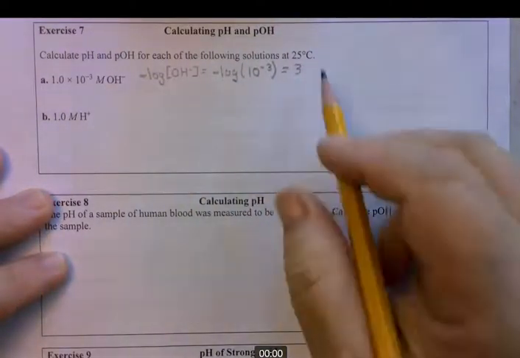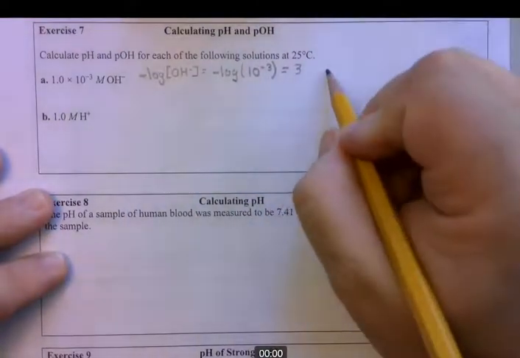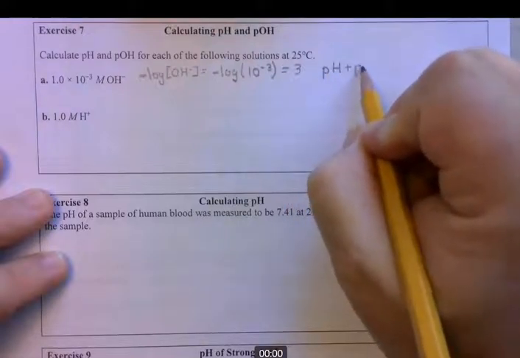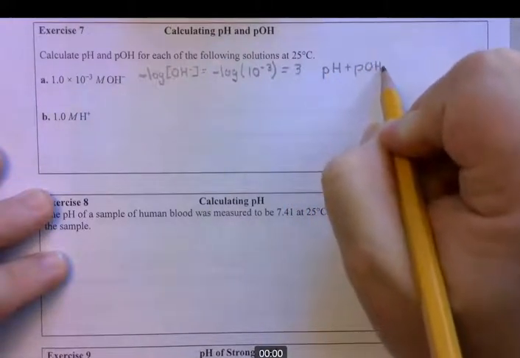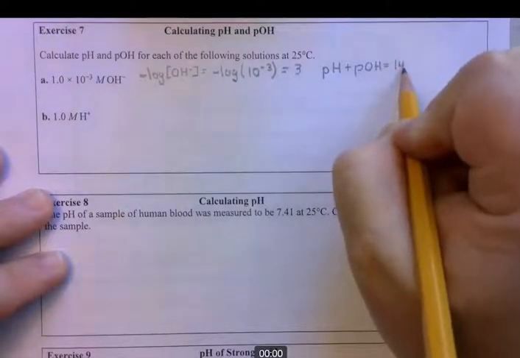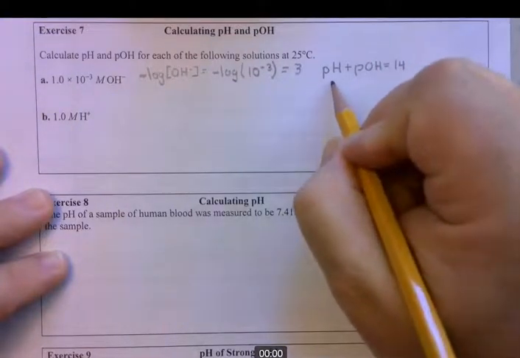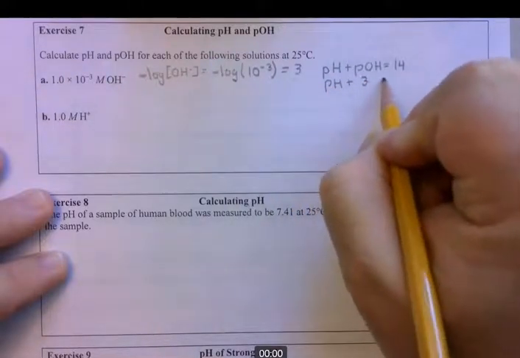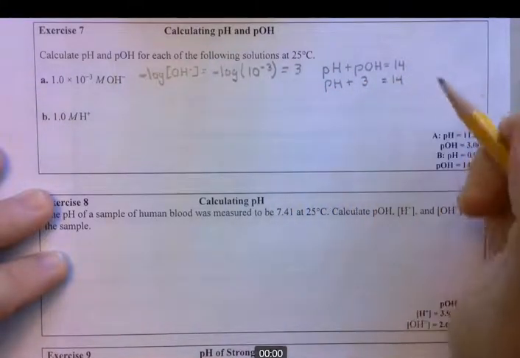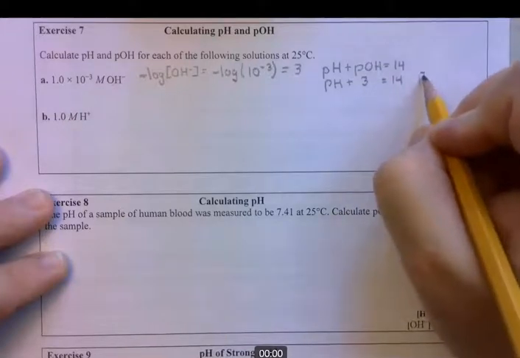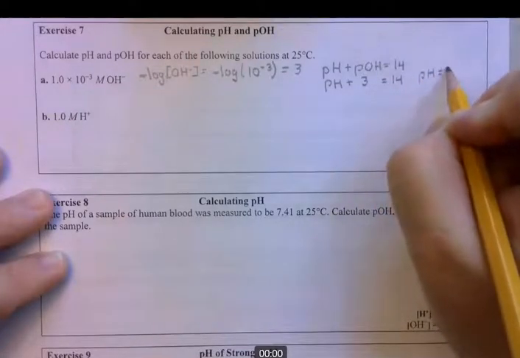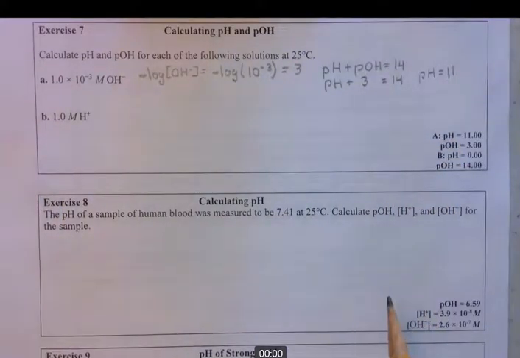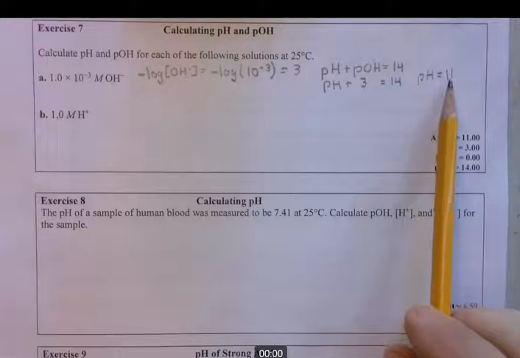All right. If we know that the pOH is 3, we have another formula. pH plus pOH, it's on your roadmap, equals 14. So that means this is going to be pH plus 3 equals 14. So pH equals 11. Okay, so is that a basic solution or an acidic solution? pH greater than 7 is basic.